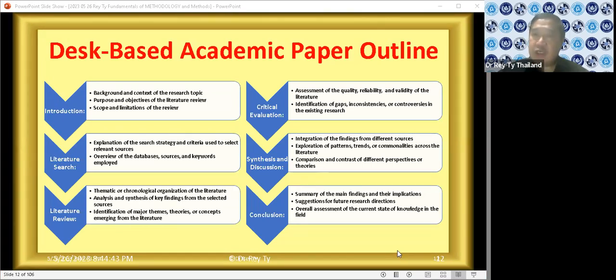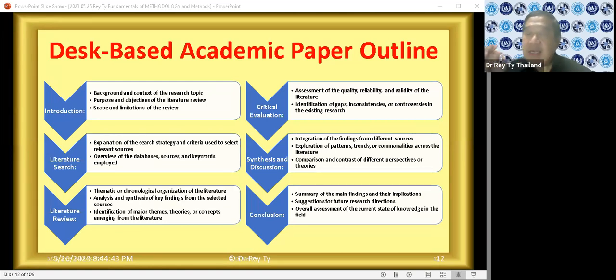Some ideas have changed over time. For example, we can say the idea of teaching in the 1940s, 50s, 60s, 70s, 80s, 90s to 2000, 2010, 2020 have changed. So we can do a chronological way of discussing the literature. These are a few simple ways of doing things. But we have to identify major themes, theories, or concepts.